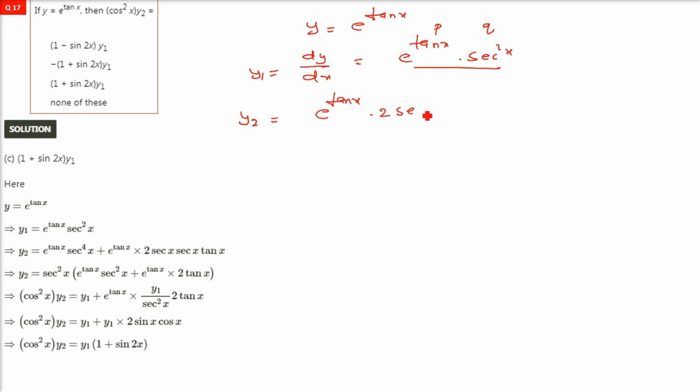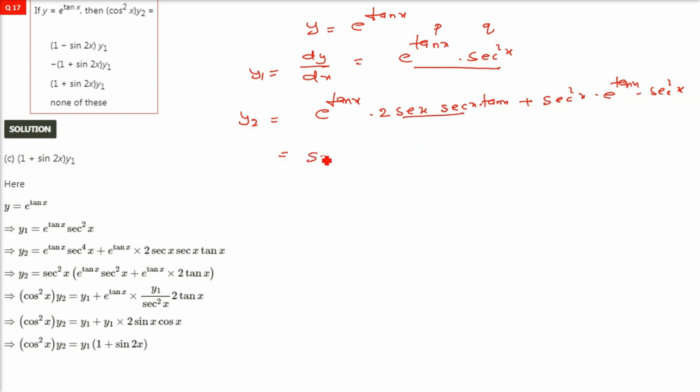The derivative of e tan x is e tan x into sec square x, and then the derivative of sec square x will be 2 sec x into sec x tan x. Then we have plus sec square x, and e raised tan x will be e raised tan x only, and the derivative of tan x will be sec square x. So this has already been done. Now this can be termed as y1, but not now. I'll just look at the first term also, then we'll do the replacement.